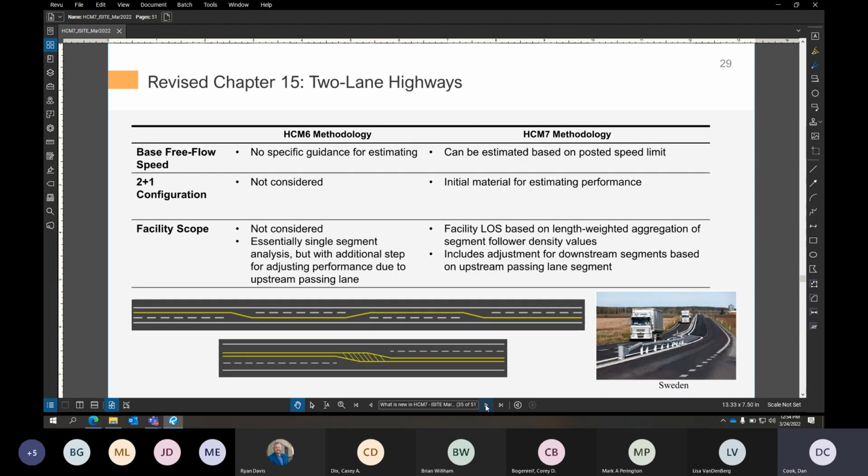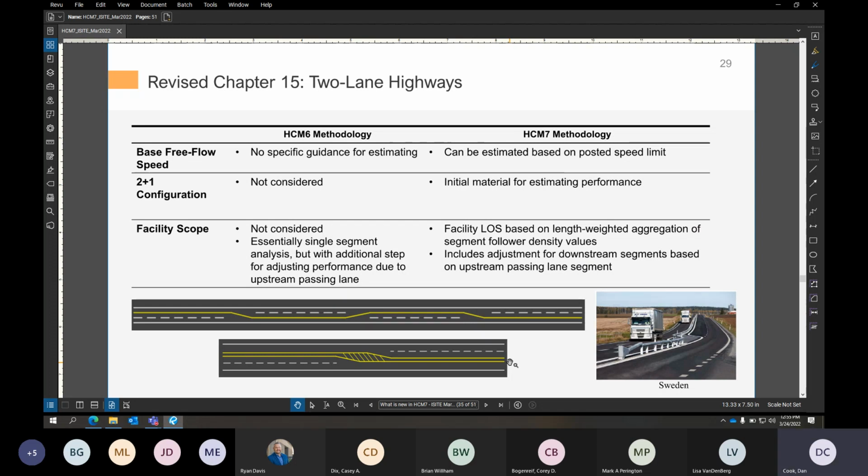I'm just going to keep going on here. So the base free flow speed: there was no specific guidance for estimating what this is in the current methodology, but the HCM7 provides a little more guidance on how you would estimate that.